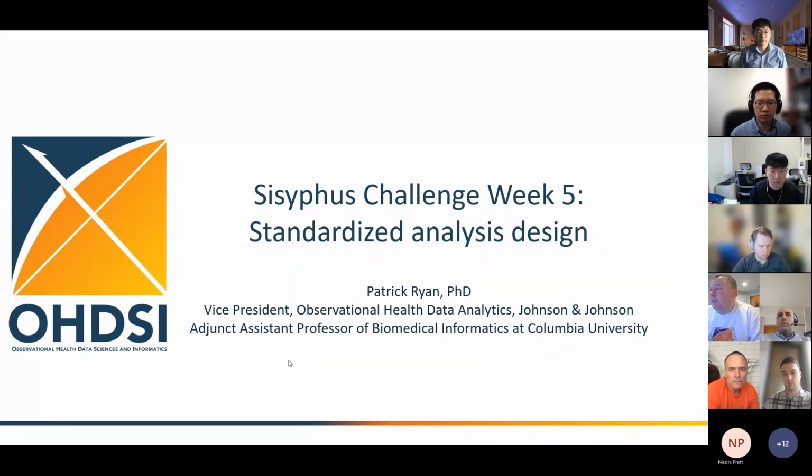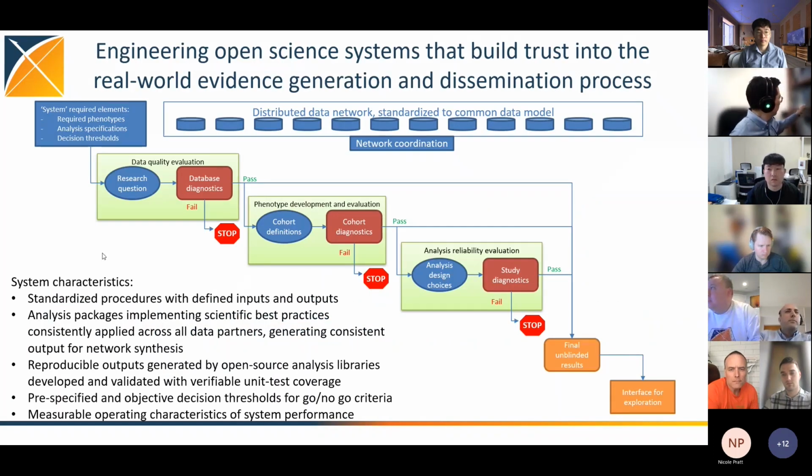For the last 2 years now, I've been using this slide as a way to describe a vision of what I'd like to see us as a community aspire towards, which is about us collaborating together to engineer an open science process for generating reliable evidence. We have the world's largest network of databases, all standardized to the OMOP Common Data Model, and yet it's still really hard to execute network studies and generate results in any sort of consistent, reproducible fashion.